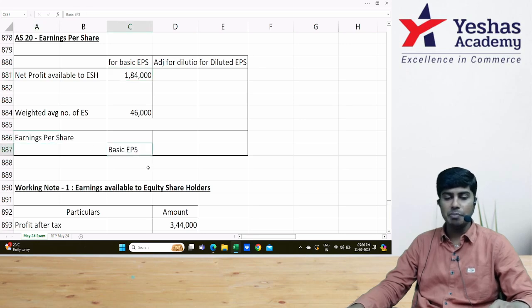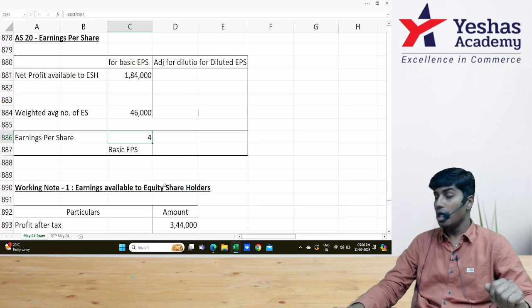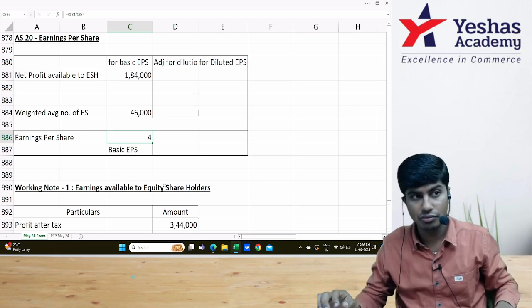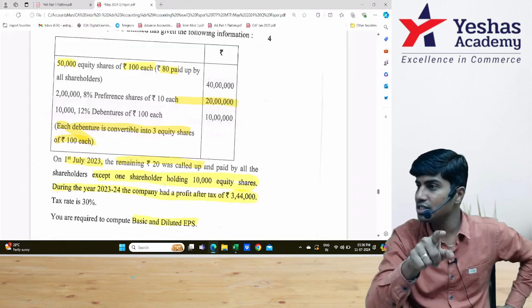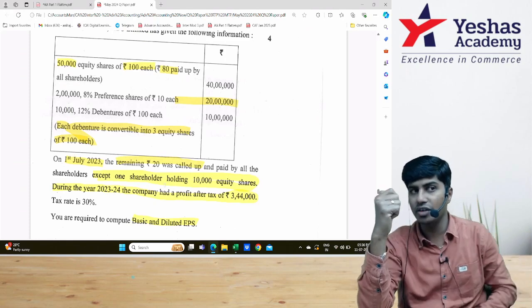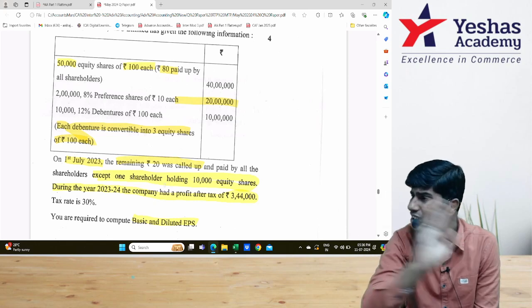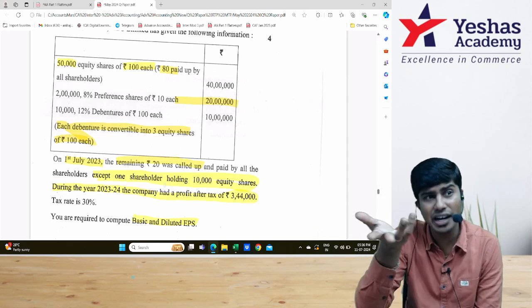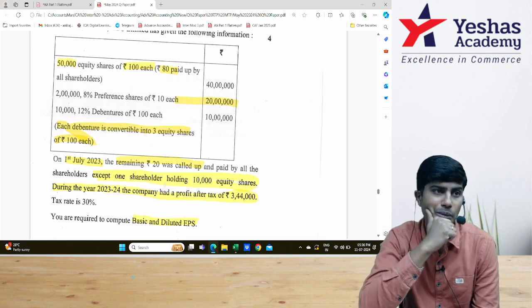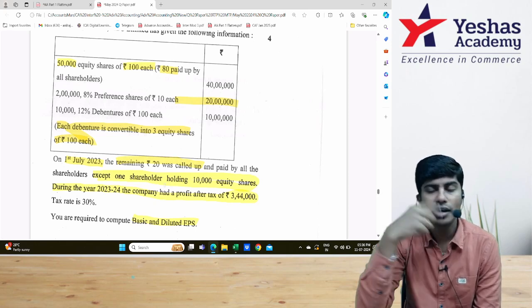In order to find our EPS, we do 1,84,000 by 46. We get 4 rupees per share as our EPS. This says if there is no conversion. There are debentures in the same balance sheet which have the potential to be converted to equity shares. We are not converting them. If we convert them, then what will be EPS? That is what we should find.